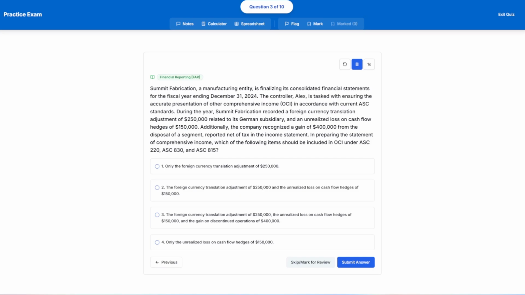Additionally, the company recognized a gain of $400,000 from the disposal of a segment, reported net of tax in the income statement. In preparing the Statement of Comprehensive Income, which of the following items should be included in OCI under ASC 220, ASC 830, and ASC 815?